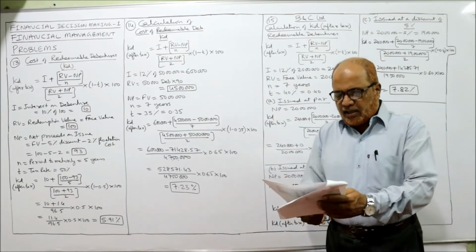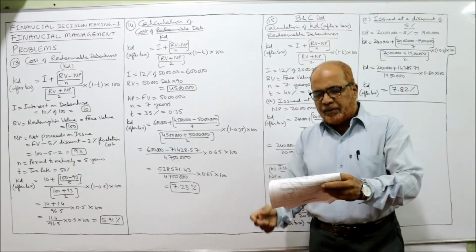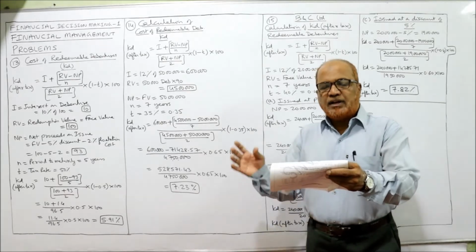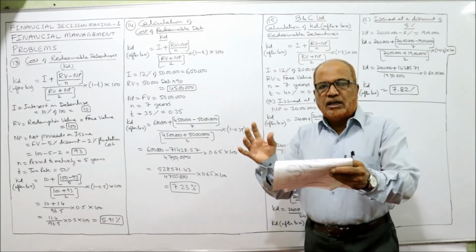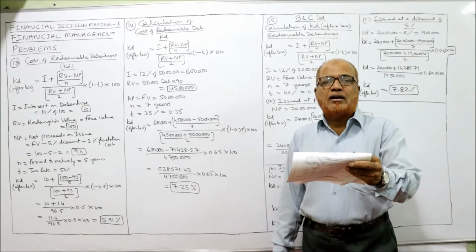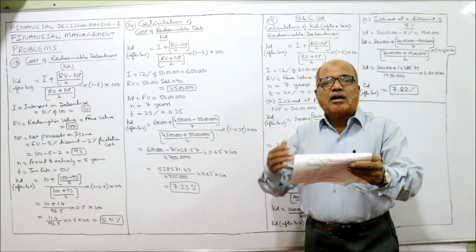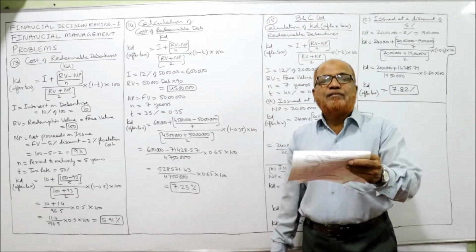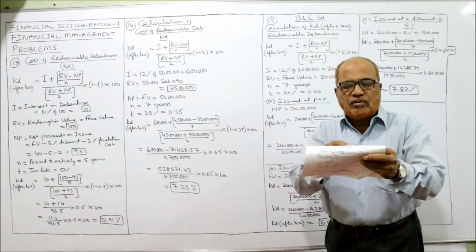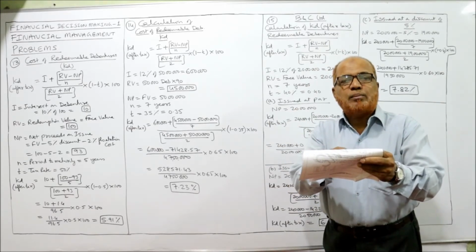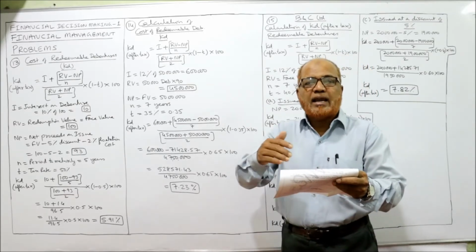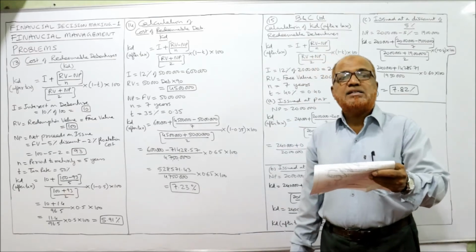Problem number 14. A company issues 50 lakh rupees 12% debentures of 100 each. Now see here. 50 lakh rupees of debentures, each debenture face value 100. So 50 lakh divided by 100, you will get 50,000. The company has issued 50,000 debentures of rupees 100 each. The interest will be paid at the rate of 12%. So 12% of 50 lakhs, you will get 6 lakh. So annual interest paid I is 6 lakh.